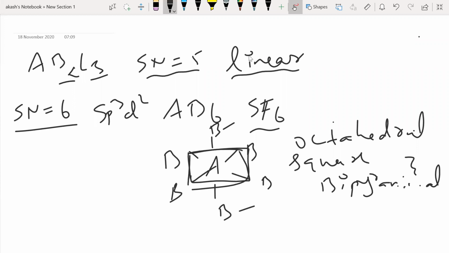Obviously, if you check all the bond angles, every bond angle here will be 90 degrees. So this is about steric number 6, and the type of the molecule is going to be AB6. Is that cool? Now we'll move on to the next type in steric number 6 itself.